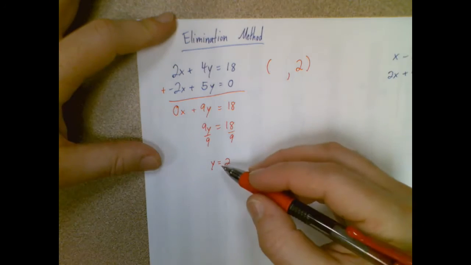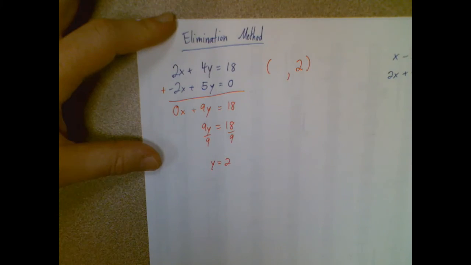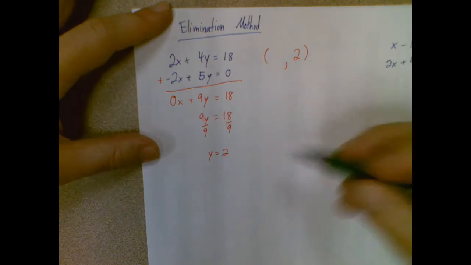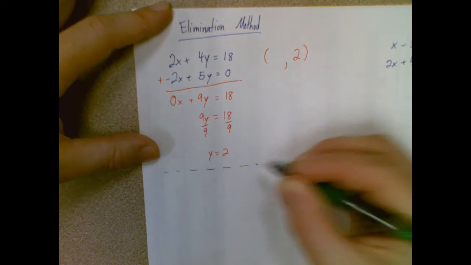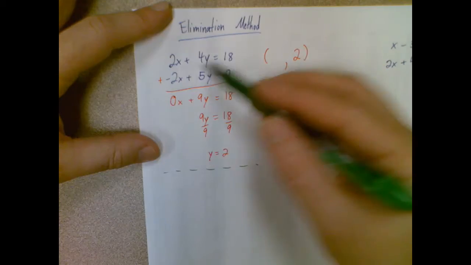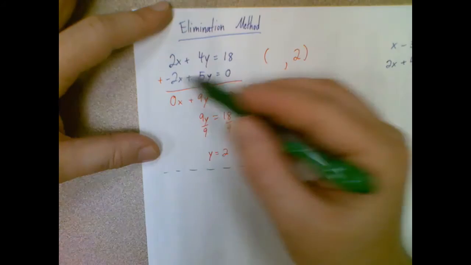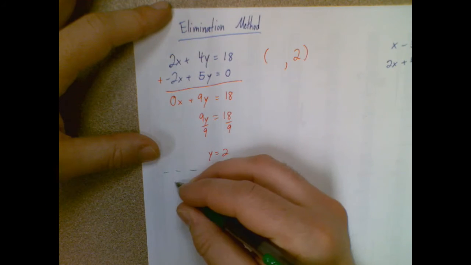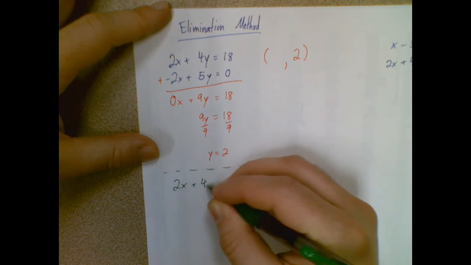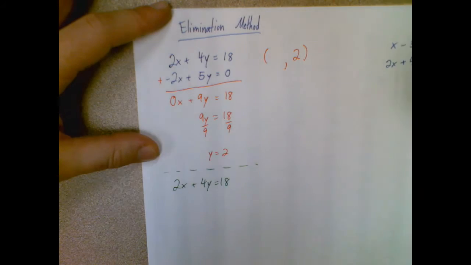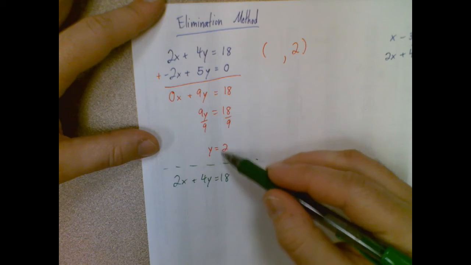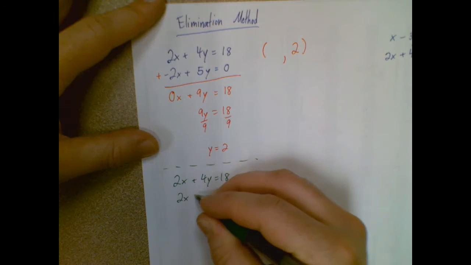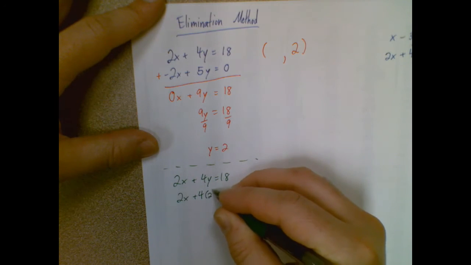And then I need to plug it back in to one of my two original equations in order to get that x value. It doesn't matter which one you pick. I'm going to go with the first one just because there's no negative sign, so I don't have to worry about dropping a negative by accident. So I have 2x plus 4y equals 18, just bringing that down. Then I'm going to replace my y value with a 2. So 2x plus, instead of 4y, it'll be 4 times 2.